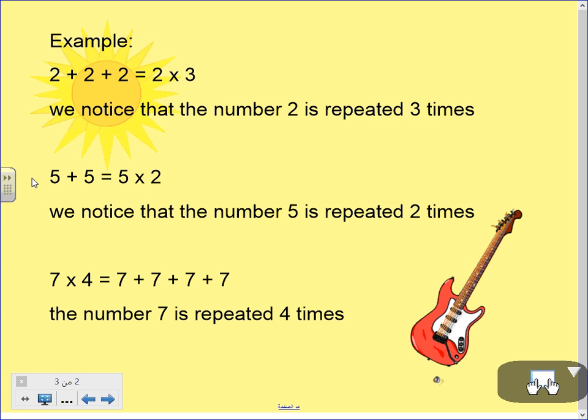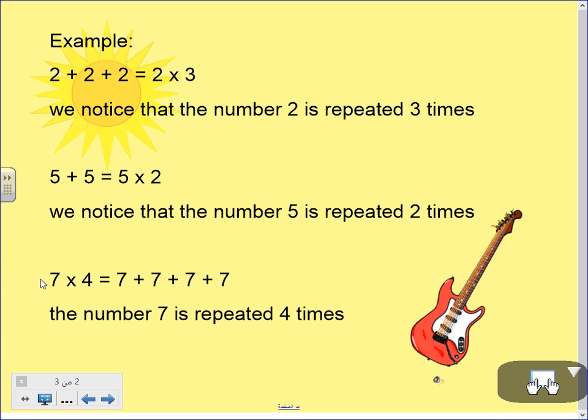The second example, 5 plus 5. We notice that the number 5 is repeated 2 times. So, 5 plus 5 equals 5 by 2.